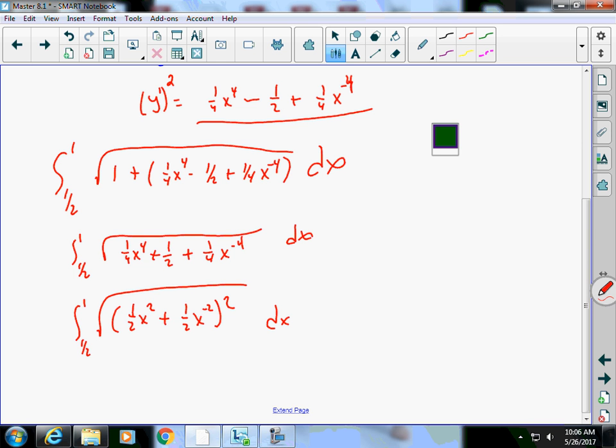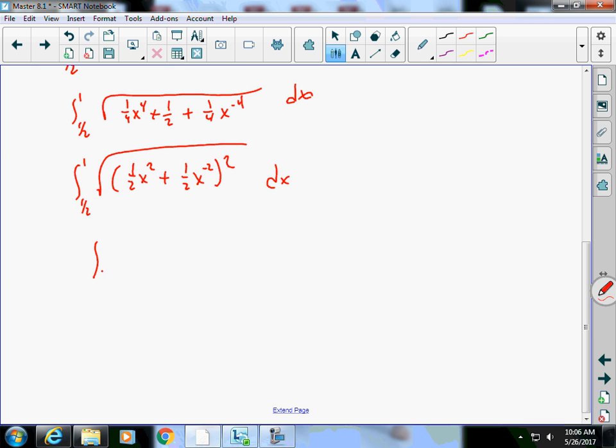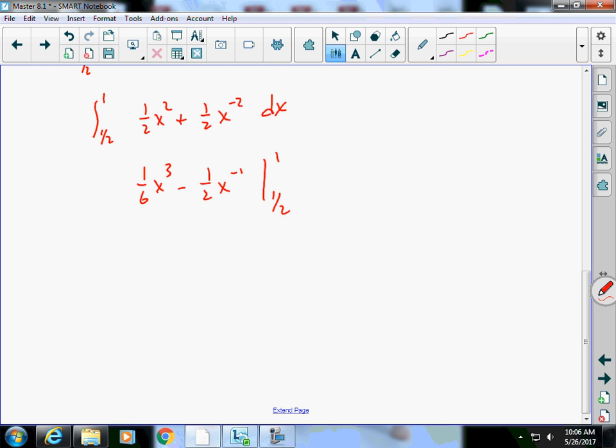What's nice is that I'm taking the square root of something being squared. So I end up with this. From there, I say, well, that's an easy integration, right? I want to integrate that, so I get 1/6 x cubed minus 1/2 x to the minus 1 from 1/2 to 1. You'll evaluate by substituting in, and you'll get your final answer. I'm just going to save some time. 31/48. Right, because by now we should be comfortable doing our evaluations of the integrations.